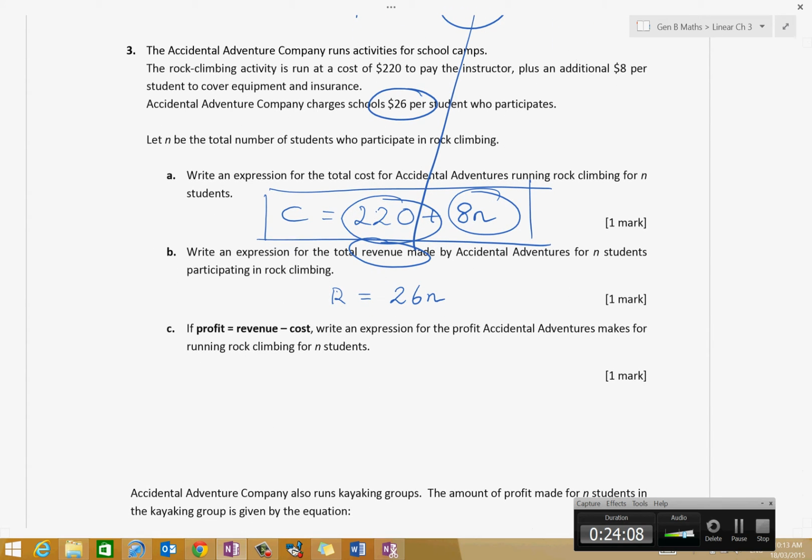If profit equals revenue minus cost, write an expression for the profit. Profit is equal to revenue, which is 26N, minus the cost, which is 220 plus 8N. Now I'm going to do some simple algebra. 26N subtract 8N is 18N, minus 220. And that's it.